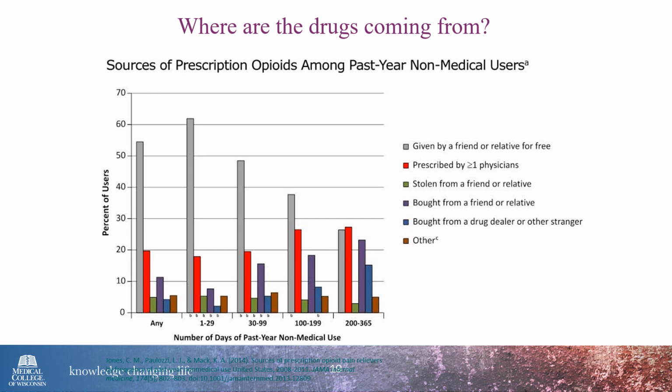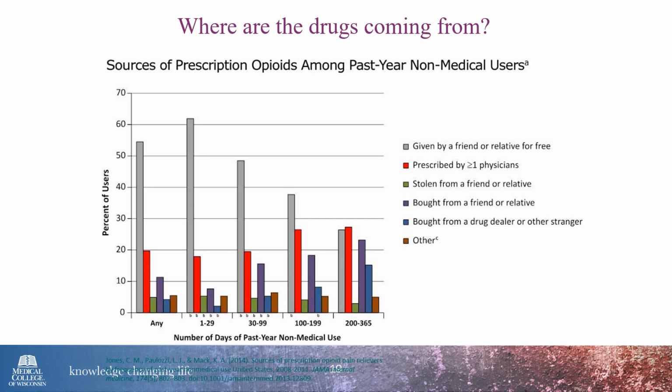So one of the things I like to talk about when I'm trying to make a case for more physicians to prescribe medication-assisted treatment in their practice is to look at where the drugs are coming from. Is there any physician responsibility here for us to help solve this epidemic? Well, if you look categorically where people are getting non-prescribed opioids, it's almost always from a friend or relative for free. What that means is there are pills sitting around the house that people are just giving out because they have too many of them and they don't know what to do with them.